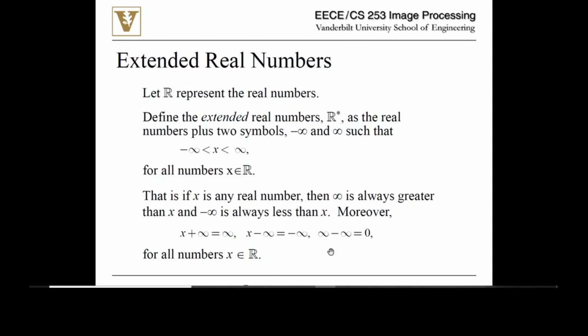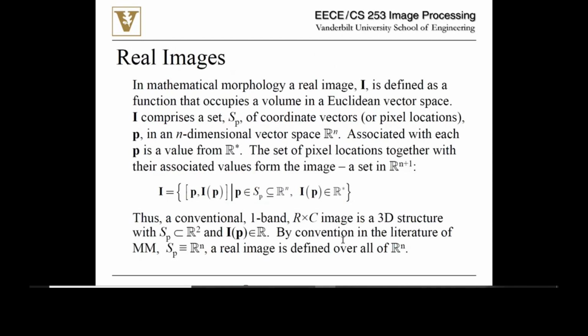And then you have to define your operations with infinity. The addition with infinity is always infinity, and subtraction from infinity is always minus infinity. There is an ambiguity, infinity minus infinity, where you don't know how to deal with it, but we will define it to be 0. Okay? So this is just a convenient convention for images. It has nothing to do with real mathematics.